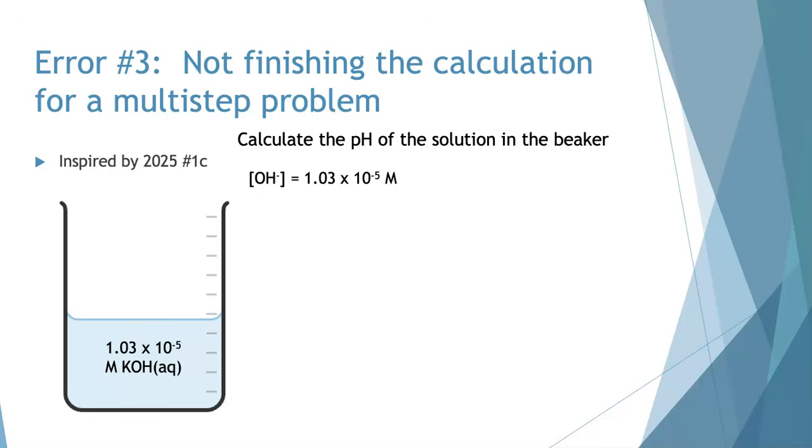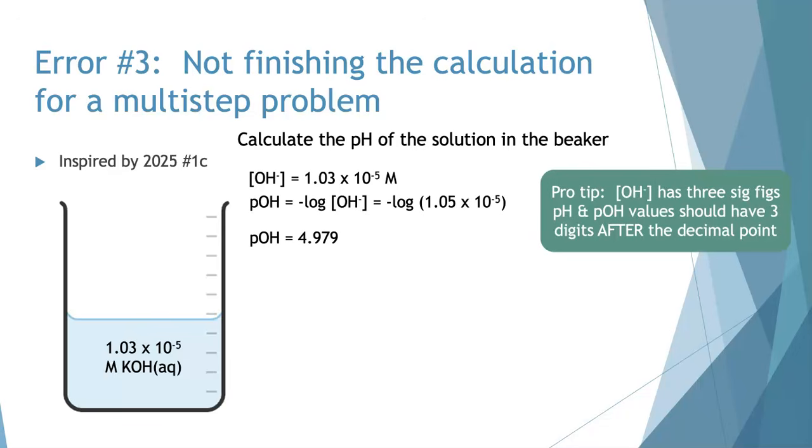So KOH being a strong base, that molarity is the molarity of the hydroxide ion solution. And so students knew to take the negative log of the hydroxide ion concentration, and they did that. And they wrote down an answer of 4.979. But that's the pOH. That's not what the question's asking for. One thing I do want to point out here is that the hydroxide ion concentration has 3 sig figs. So a pH or a pOH from this should have 3 digits after the decimal, because those are the ones that are significant.